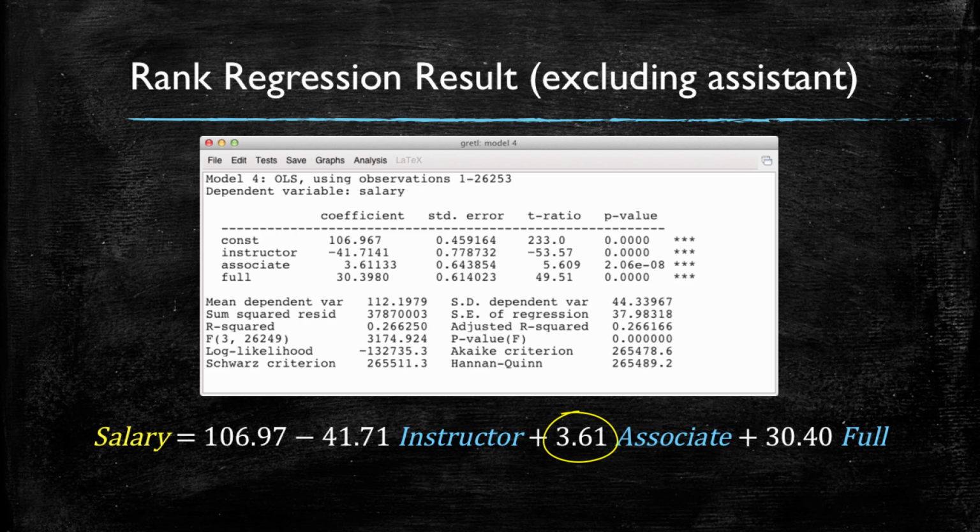And note in the regression output that even though this coefficient is small, it is statistically different from 0. The standard error of this coefficient is just a 0.64. And even if we subtract 2 times the standard error to our coefficient, we're not even close to 0. Our low p-value also signals that this coefficient is statistically significant. In conclusion, we have evidence that an associate professor does earn more than an assistant professor, and specifically about $3,600 per year.